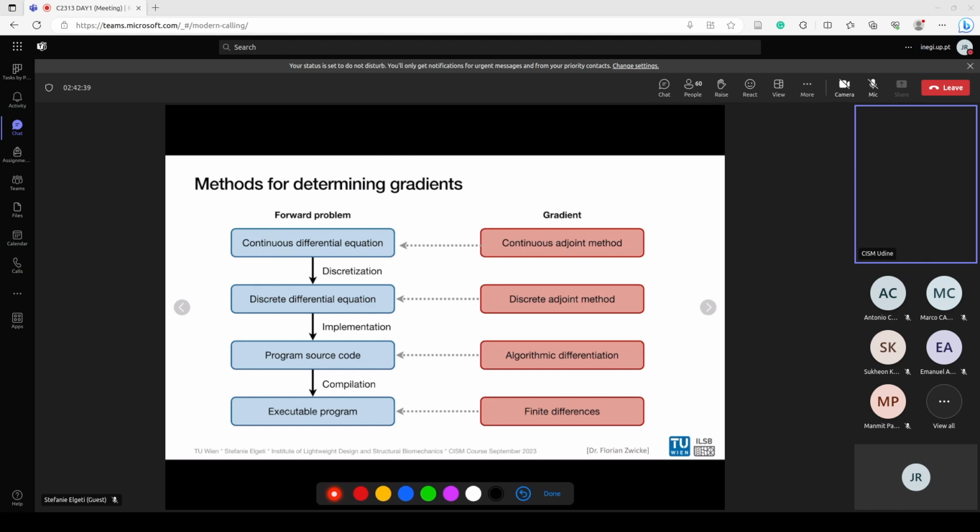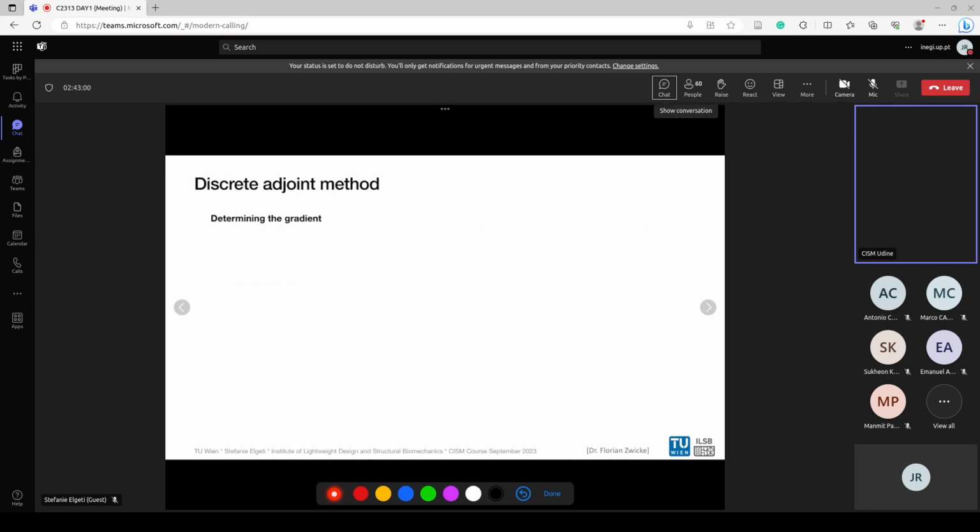Or if we don't have access to the source code, it's already compiled and we only have the executable program, then we're basically left with finite differences as an option. So it really depends where we can start the process of trying to determine the gradient, what would be a good method. And I wanted to focus on discrete adjoint methods.